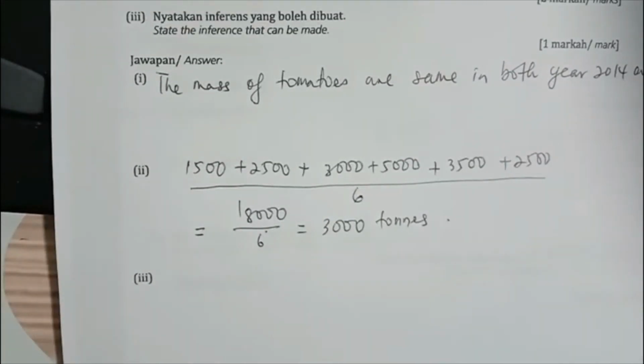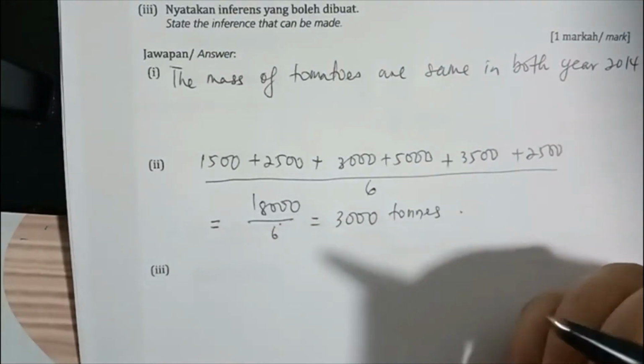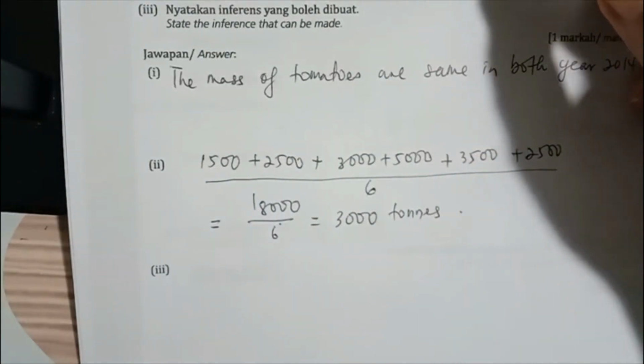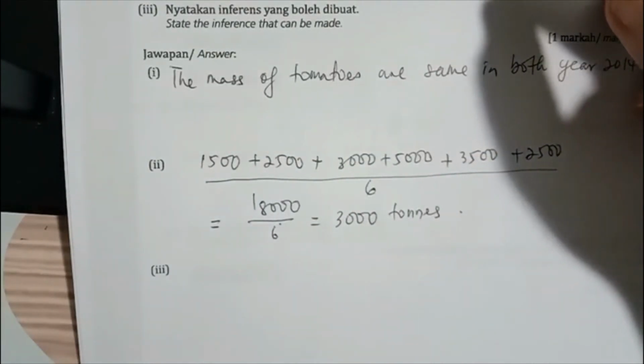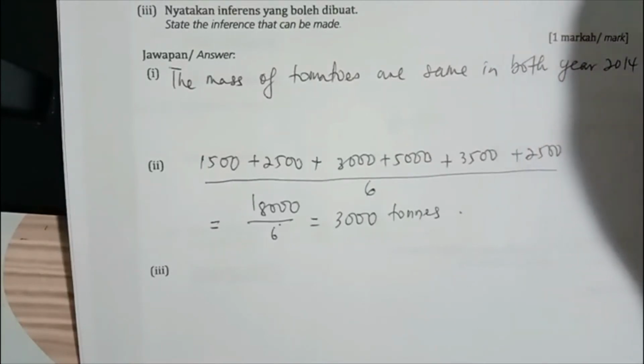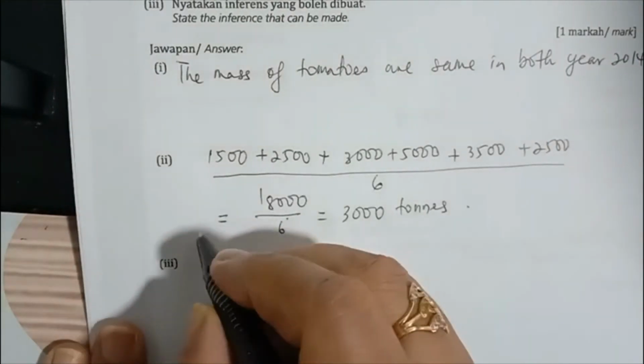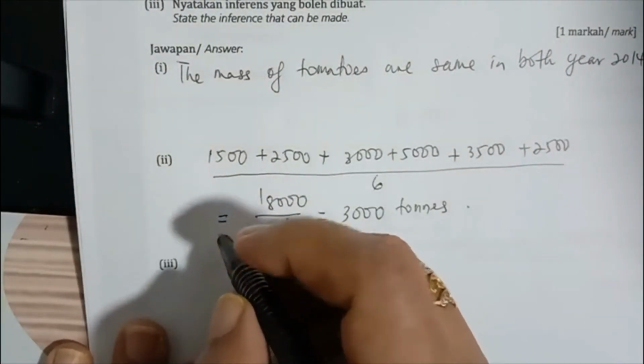Okay, state the inference that can be made. So we can say the mass of tomato decreases every year after year 2017. Okay. So you can see the tomato increases from year 2014 to 2017, but decreases after 2017. Okay. So you can write down the answer.